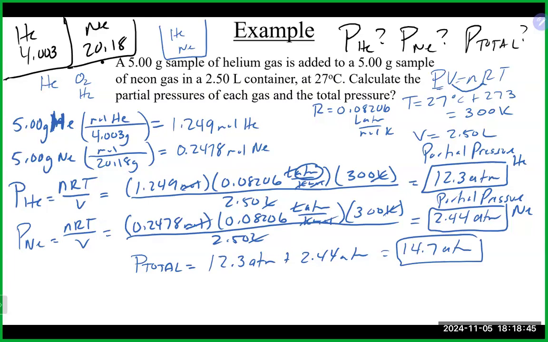By the way, which one is contributing the most pressure here? It is helium. The reason, as we'll talk about in just a second, is that it's lighter versus the heavier neon. Because helium is lighter, it's going to be flying around a lot faster, and because it's flying around a lot faster, it's going to cause more collisions and contribute more pressure than the heavier neon that's going to be moving slower and causing fewer collisions. Any questions on that one there?